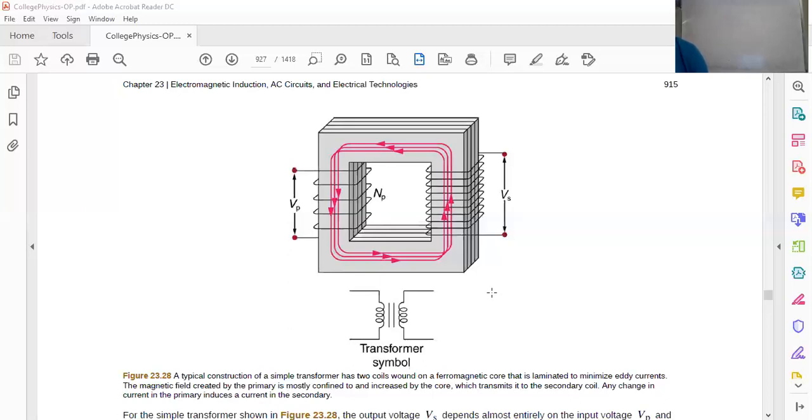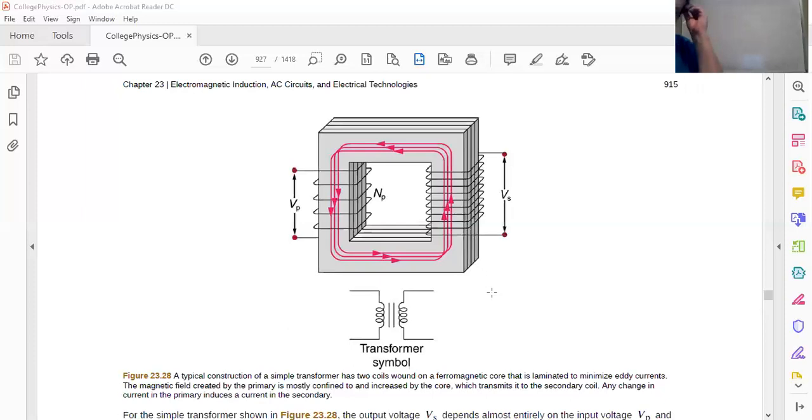So the way these are drawn, they're going down and around, and it's going to go up the other side. Well, now you have the opposite situation happening. Now you have a magnetic field that's going through the secondary coil, and because you have a magnetic field going through the secondary coil, you're going to cause a current to be generated in the secondary coil.